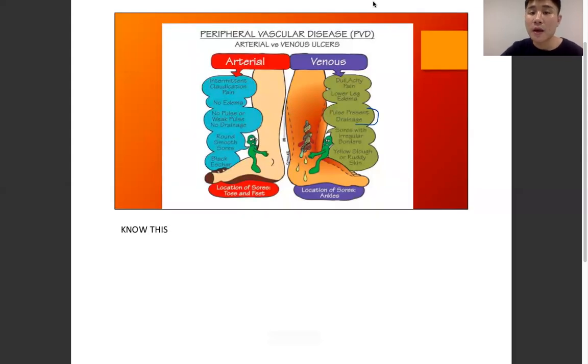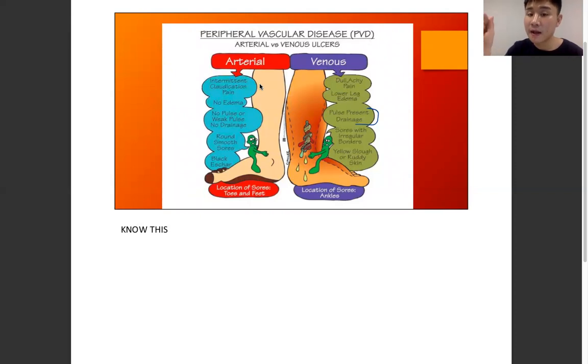Okay, so this slide is the slide I want you guys to really learn and remember. So please take a picture, highlight this, and learn the difference in the assessment of the signs and symptoms of PAD and PVD, because it will come up on the exam. Okay, so let's just go over them one more time.